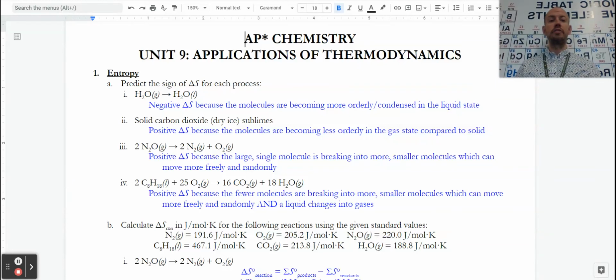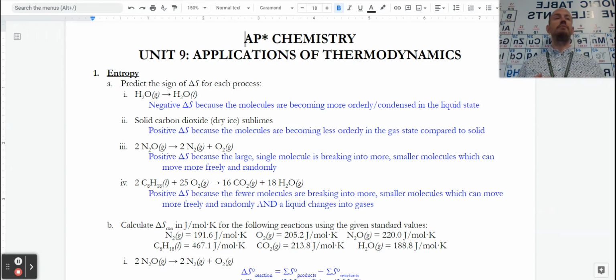Here we have a set of questions where we're looking conceptually and mathematically at entropy. The first set is just predicting the sign. Are we increasing or decreasing based upon what we know about our starting and ending components? Here we're going from H2O gas to liquid, from steam to water. That would be a decrease in entropy.